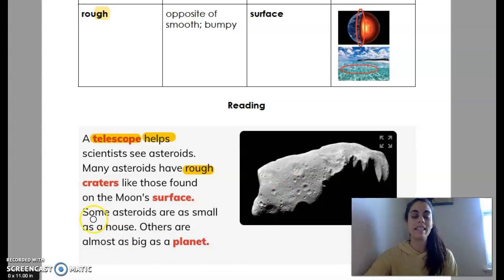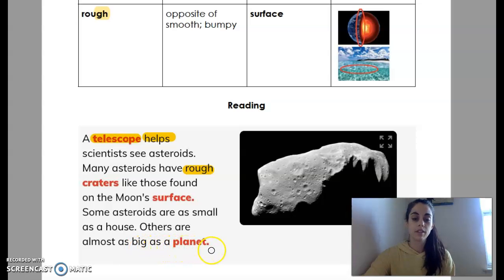Okay, let's read the next sentence. Point to the word some. Some asteroids are as small as a house. Others means otros. Other what? What are we talking about here? We have to look back at the other sentence. Other asteroids. Other asteroids are almost, casi, as big as a planet.